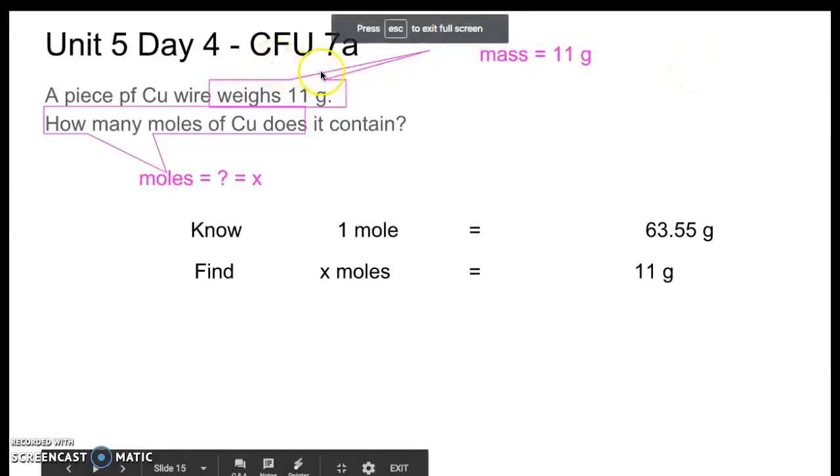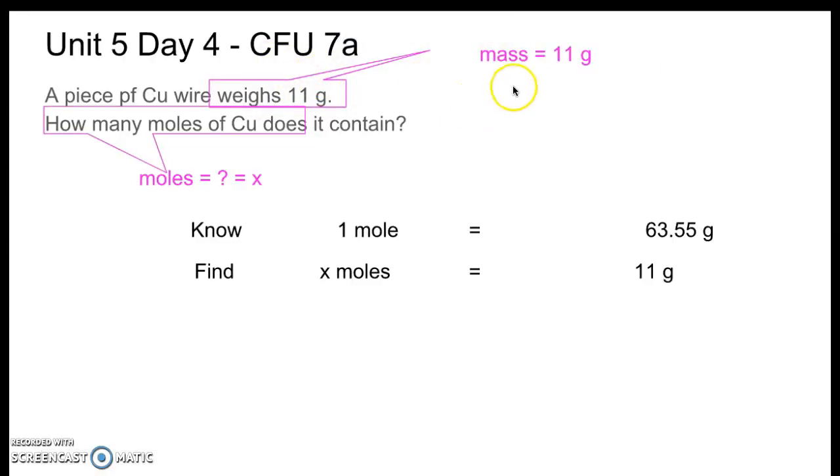We are now going to look at cases where we're using molar mass, and we're going to begin with CFU 7A from that day 4 packet. So you need to take a moment to turn there. Go do so now. In that CFU, it asks: a piece of copper wire weighs 11 grams. How many moles of copper does it contain? So in this case, we are comparing mass to moles.